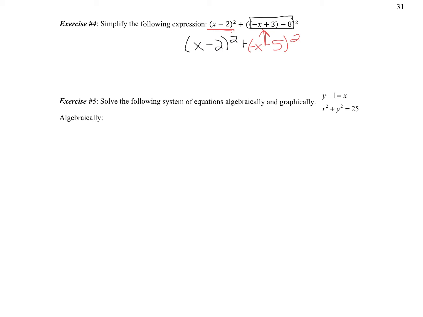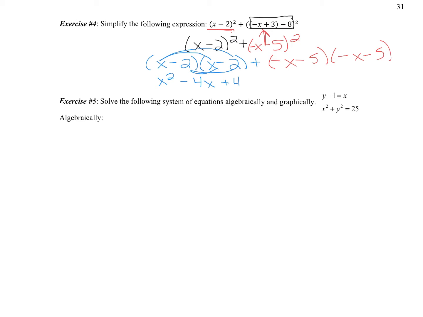Now, because I have these binomials squared, I know I need to write it twice. So I have x minus 2 times x minus 2 plus negative x minus 5 times negative x minus 5. Now, if you haven't already started doing this, this is a really great time to be able to multiply binomials together in one step. So we know we have our first arrow, so we write x squared. We're going to do our second and our third arrow together. So we have negative 2x is negative 4x. And then our last arrow is positive 4.